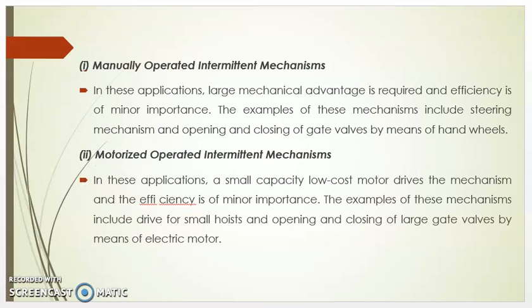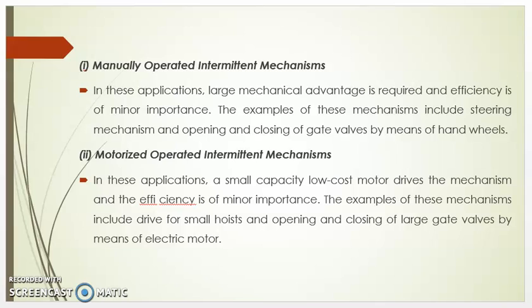First, manually operated intermittent mechanisms. In these applications, large mechanical advantage is required and efficiency is of minor importance. The examples of these mechanisms include steering mechanism and opening and closing of gate valves by means of hand wheels.